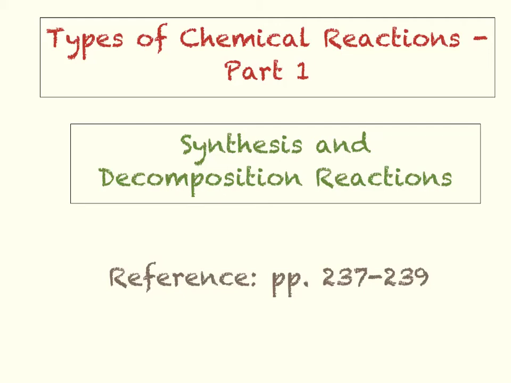Hey everyone! So this tutorial is called Types of Chemical Reactions Part 1. And we're going to be doing several different types of chemical reactions, so I'm going to split these up into different tutorials. So this first one is about the first two types of reactions called synthesis and decomposition reactions. And in your textbook, we're into Chapter 6 now, about midway through it, and the reference for these two types of reactions is 237 to 239.